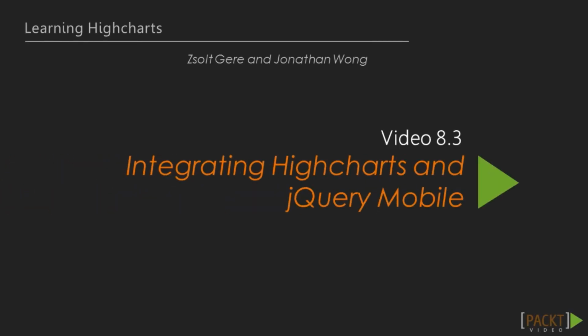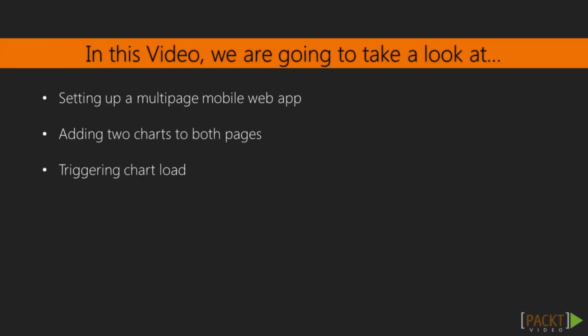Hello, this is the Integrating Highcharts and jQuery Mobile video. In the previous video, we learned about the standard page structure of jQuery Mobile. In this video, we are going to integrate jQuery Mobile with Highcharts. This integration takes 3 steps. First, we set up a 2-page mobile web app with jQuery Mobile. Second, we add 2 different charts for both pages' content part. Third, we are going to trigger the chart load on each page load.